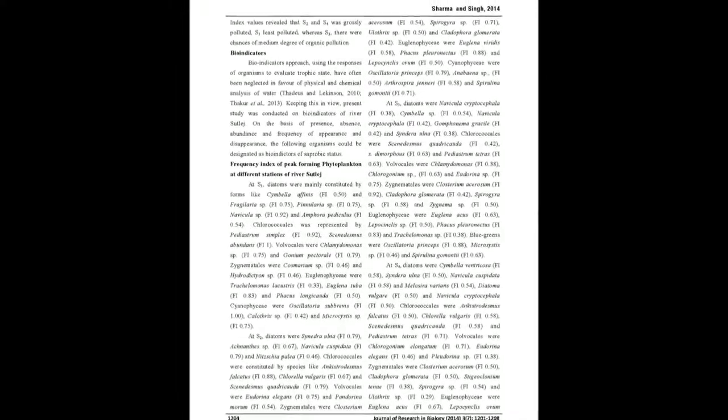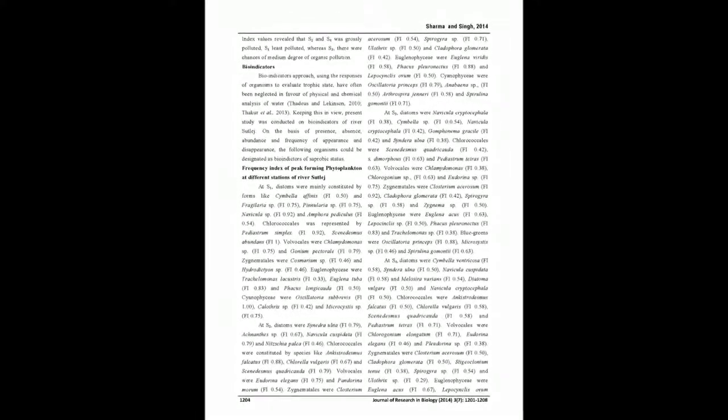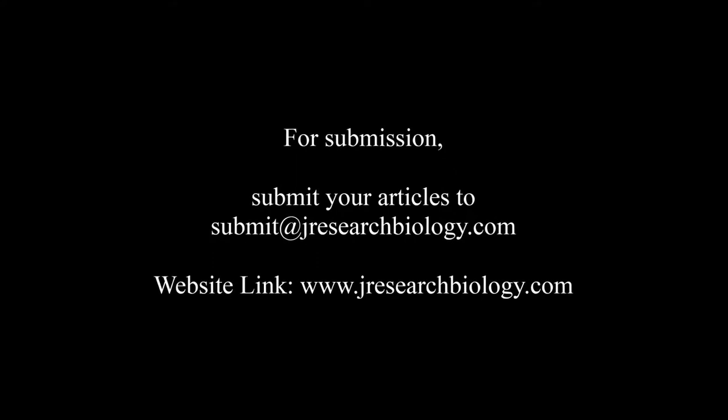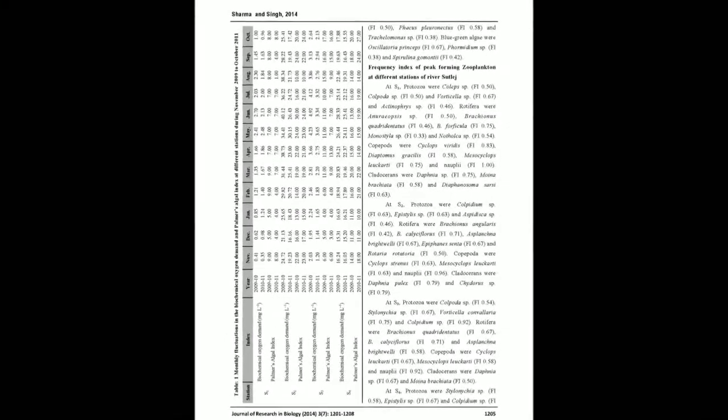S1 could be categorized as oligosaprobic, S2 as polysaprobic, S3 as mesosaprobic, and S4 as meso-polysaprobic. Data on Palmer's algal index values revealed that S2 and S4 were grossly polluted, S1 was least polluted, whereas in S3, there were chances of medium degree of organic pollution.